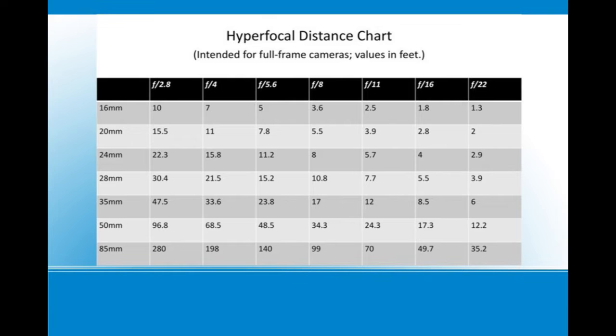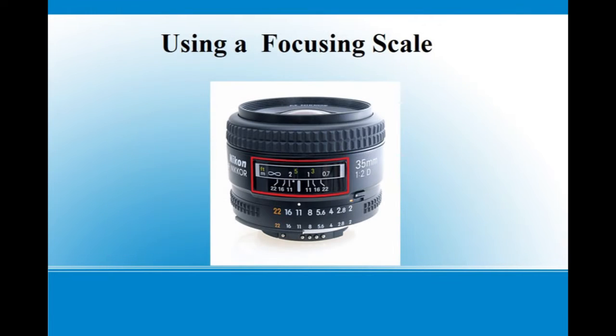These charts are available online. This is just a small section of a larger chart that had more focal lengths. This is kind of cool: on a lot of lenses, they'll have a scale. A lot of the newer zoom lenses don't have this kind of thing, but a lot of prime lenses and some of the older lenses have a scale like this, which is pretty handy.